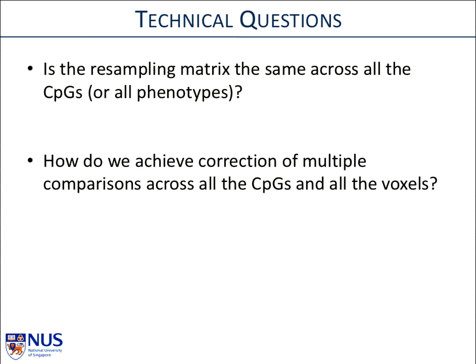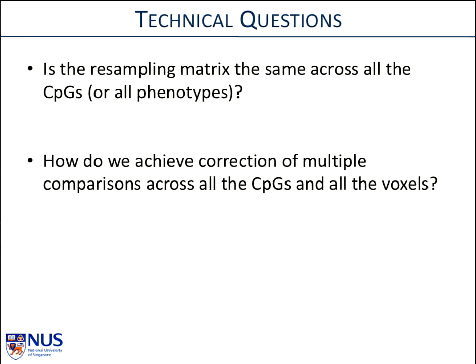Based on the family-wise error rate. Anyone knows how to do that? That's correct. So basically, for each resampling, each permutation you do, even though it's in the loop of CPGs, you first look for the largest value across all voxels, but you also have to look for the largest voxels across all CPGs.